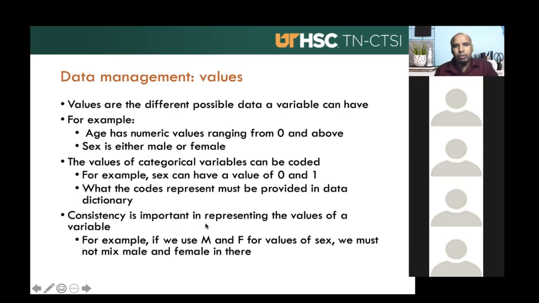Consistency is always important in representing the values of a variable. For example, if we use M and F for values of sex, we must not mix with male and female or with 0 and 1. We have to be consistently using M or F throughout.